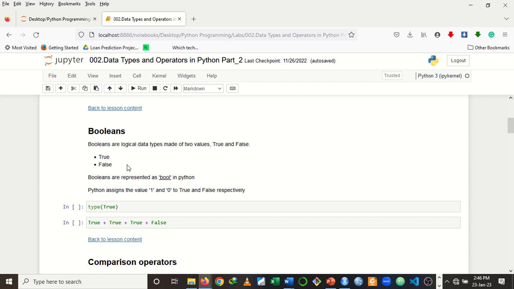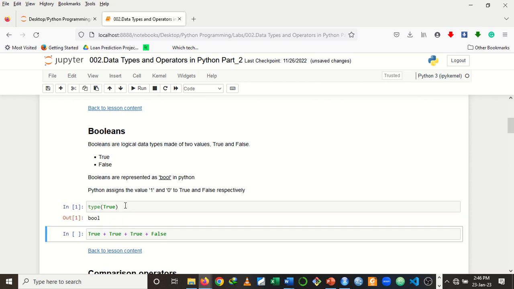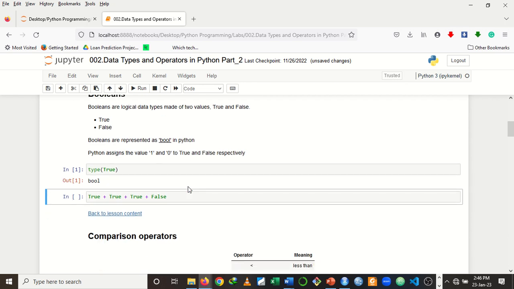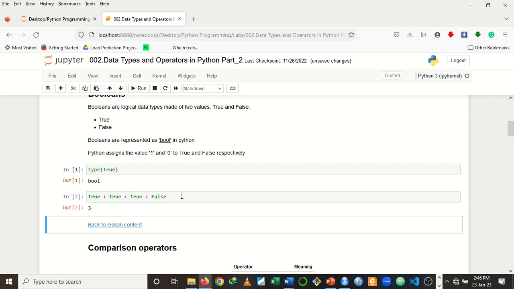So if you check for a boolean data type, Python will return bool. Let's see something like this. If you check for the type of this True, you see that Python will return bool. That's the short name Python gives to booleans. And the last thing to note about booleans is that True is represented with 1, and False is represented with 0. So if you say True plus True plus True plus False, basically you are saying 1 plus 1 plus 1 plus 0, and Python will give the output as 3.